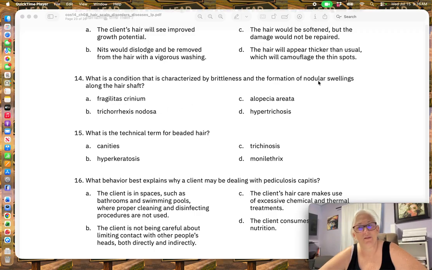They kind of give it away with their question, right? We know alopecia areata is spots. Fragilitas crinium, I believe, is just really fragile, super fragile hair. And hypertrichosis is too much hair. You're growing too much hair all over your body. So the only one that makes sense, and the answer is right in there, is nodosa for nodular swellings.